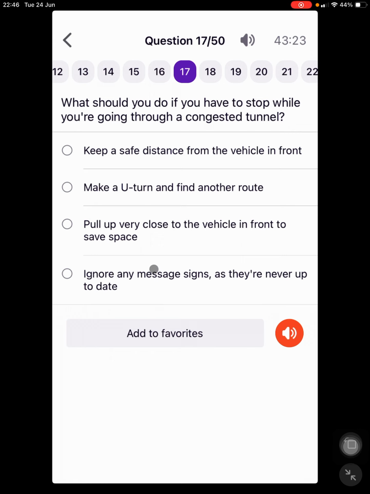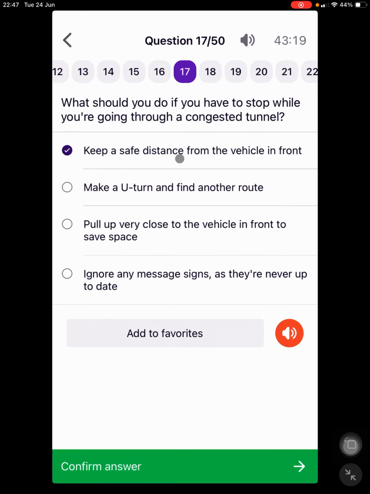Yeah, you should keep a safe distance from the vehicle that's in front of you. So keep a safe distance from the vehicle in front.